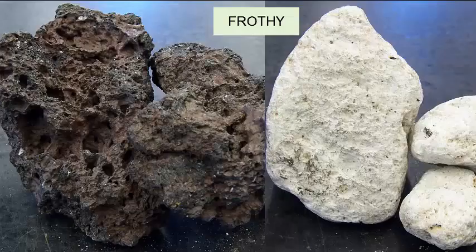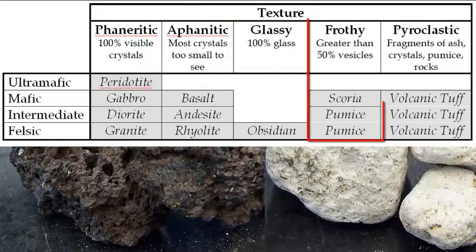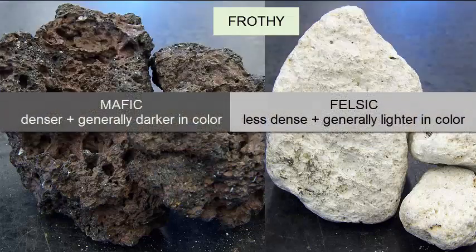Here are 2 rocks with a frothy texture. According to the table, the frothy texture is separated into 2 rock names: scoria for the mafic or low silica composition rocks, and pumice for the intermediate or felsic rocks. How do you tell the difference?